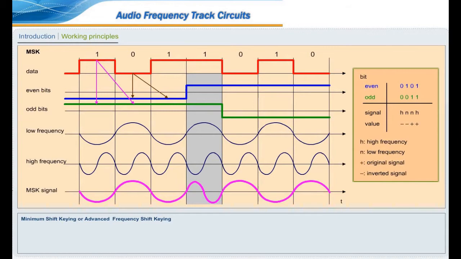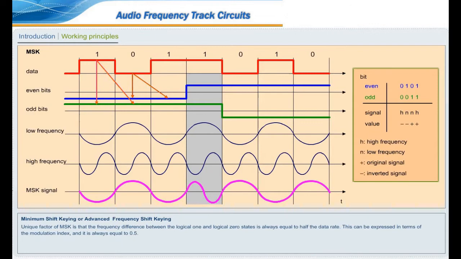Minimum shift keying or advanced frequency shift keying. Minimum shift keying, MSK, is a special type of continuous phase frequency shift keying. Unique factor of MSK is that the frequency difference between the logical 1 and logical 0 states is always equal to half the data rate. This can be expressed in terms of the modulation index and it is always equal to 0.5. A modulation index of 0.5 corresponds to the minimum frequency spacing that allows two FSK signals to be coherently orthogonal, and the name minimum shift keying implies the minimum frequency separation, that is, bandwidth, that allows orthogonal detection.